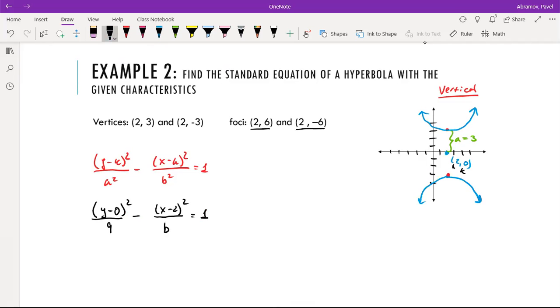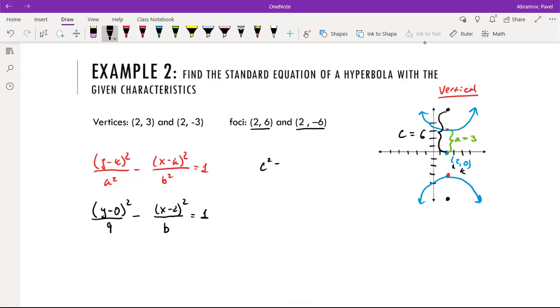So the foci have the coordinates (2, 6). So x is 2 and then y is 6, so it's somewhere here, and (2, -6). So that means that the distance from the center to the foci is 6, which is our c. So we know that c is equal to 6.